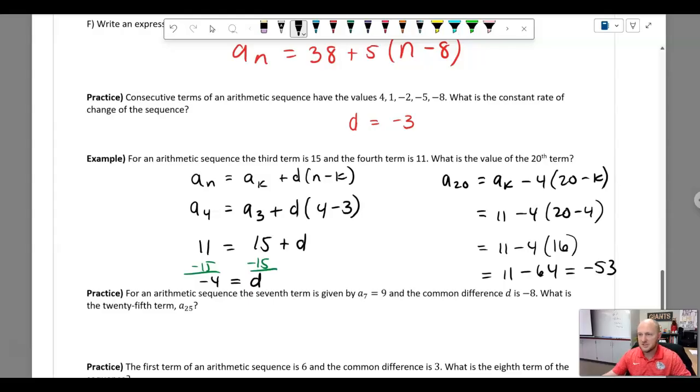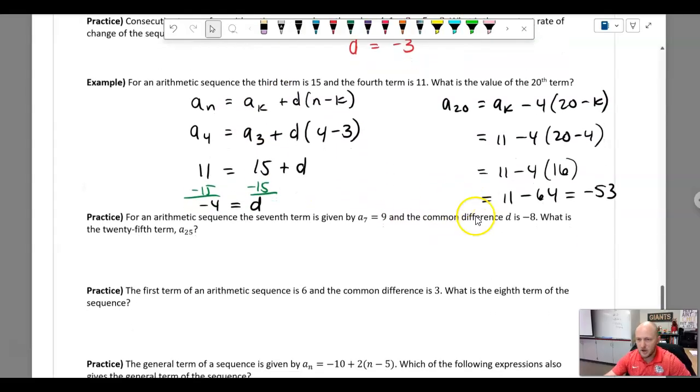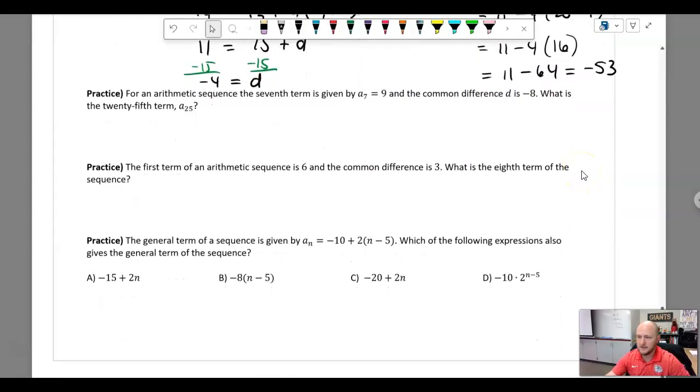Okay? So if they ever ask you what's the 20th term, if you don't have your common difference, or for geometric sequences, your common ratio, you've got to find that first using this equation. Okay? All right, let's look at some practice questions.